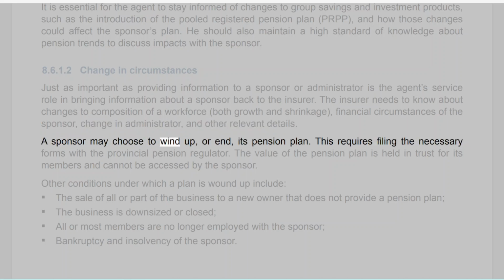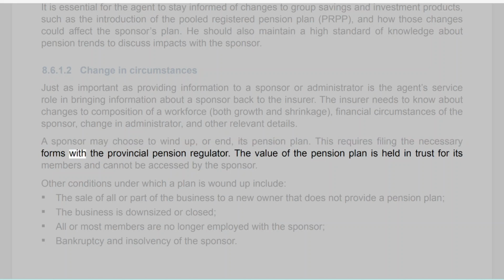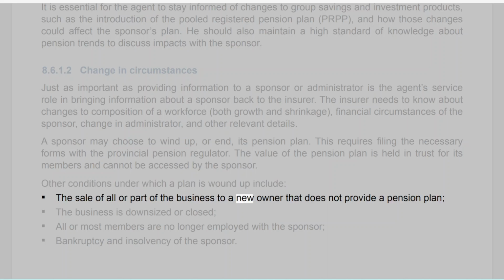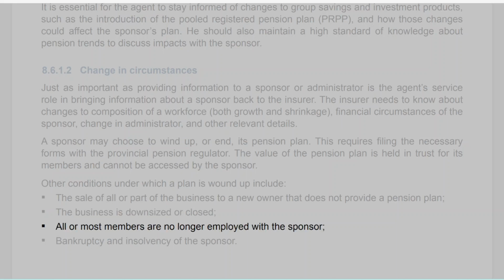A sponsor may choose to wind up or end its pension plan. This requires filing the necessary forms with the provincial pension regulator. The value of the pension plan is held in trust for its members and cannot be accessed by the sponsor. Other conditions under which a plan is wound up include: the sale of all or part of the business to a new owner that does not provide a pension plan; the business is downsized or closed; all or most members are no longer employed with the sponsor; bankruptcy and insolvency of the sponsor.